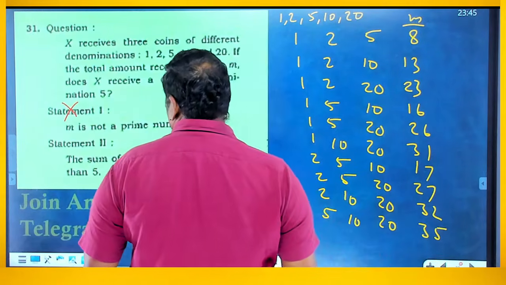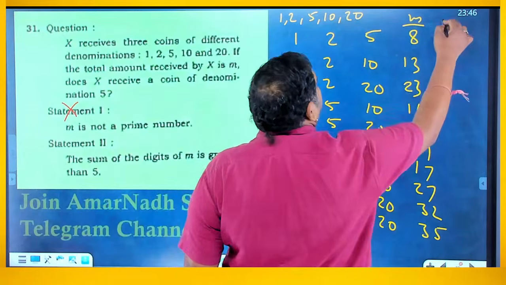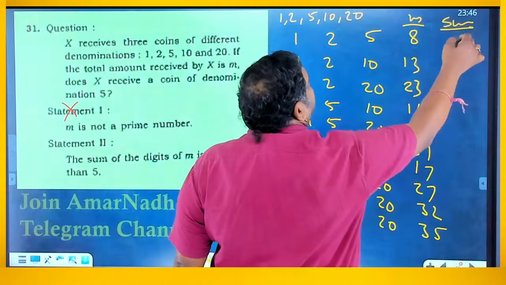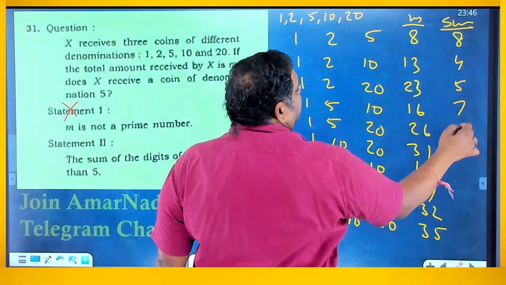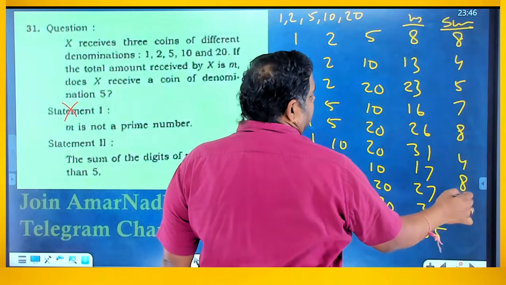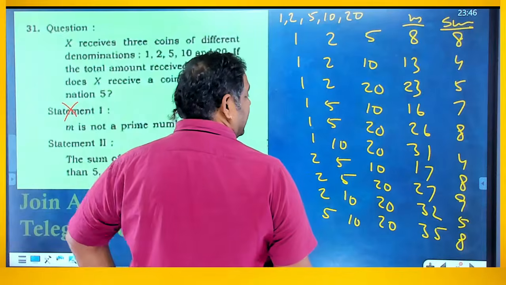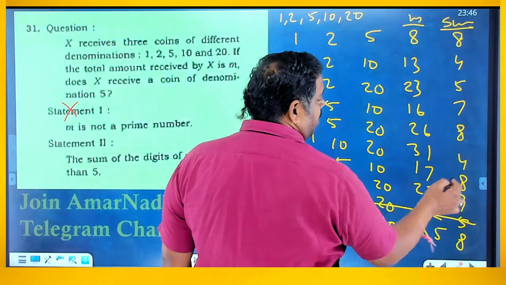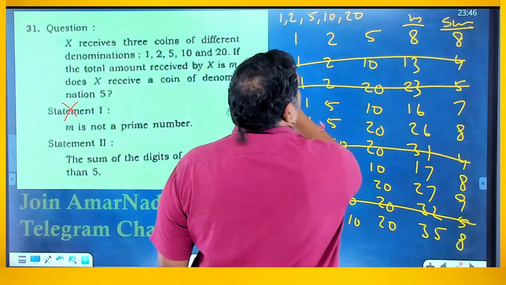Now, what he's saying is that the sum of the digits of m is greater than 5. Sum of the digits of m. So the options are 8, 4, 5, 7, 8, 4, 8, 9, 5, 8. Greater than 5, he said. Greater than 5 means these are ruled out.